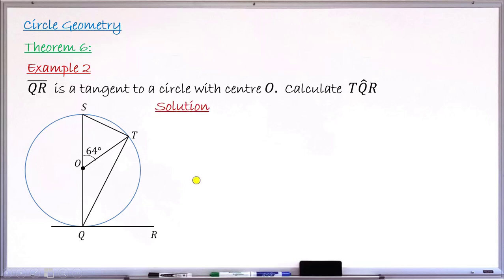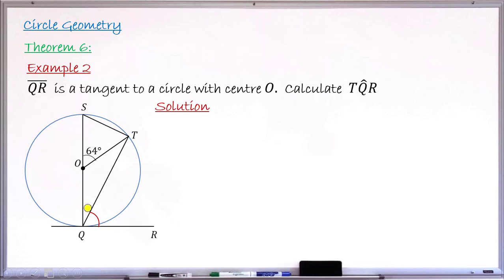Solution to this problem, what I'm going to do first is to mark this angle TQR. Look at the angle TQR. It is this angle that we need to find. So you now check the information given in the question. I have this angle 64 as the angle at the center subtended by arc ST. And that arc ST also subtends this angle. Look at the angle TQS. If I can find it, because OQ is radius and QR is a tangent, the entire angle will be 90. So if I can find this, I think we are done.